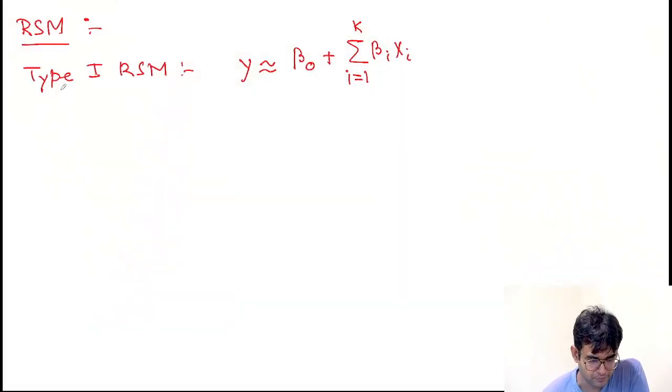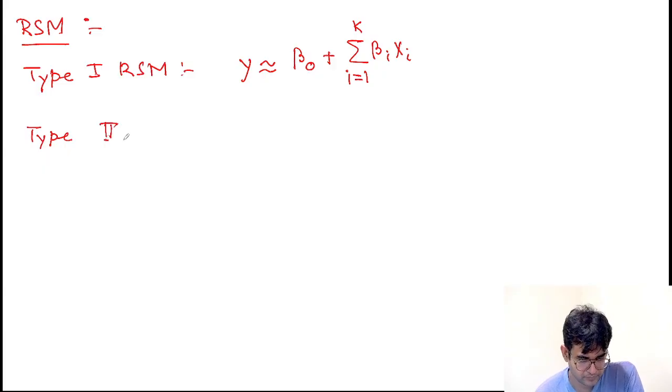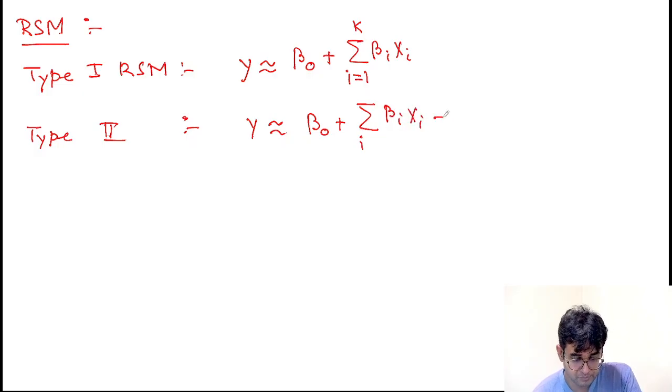Then there is type 2. Type 2 is Y equal to beta naught plus summation over i, I'm not writing the limit, beta i xi, plus summation over i, summation over j, where j is greater than i, beta ij xi xj.